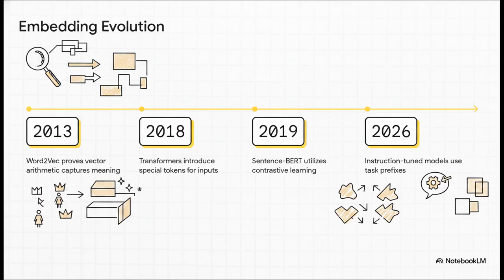Like, they showed that if you took the geometric coordinates for king, subtracted man, and added woman, you landed exactly on the coordinates for queen. I mean, it was a total revelation. Then by 2018, transformer models changed the game again by introducing special tokens to summarize the context of whole inputs, not just isolated words. In 2019, SentenceBERT brought in contrastive learning, actively rewarding models for pushing similar pairs of text closer together. And right up to modern 2026 instruction-tuned models, we can now use task prefixes to tell the AI exactly what kind of embedding we want. Like, hey, I'm answering a question, or I'm clustering data, or I'm retrieving a document.